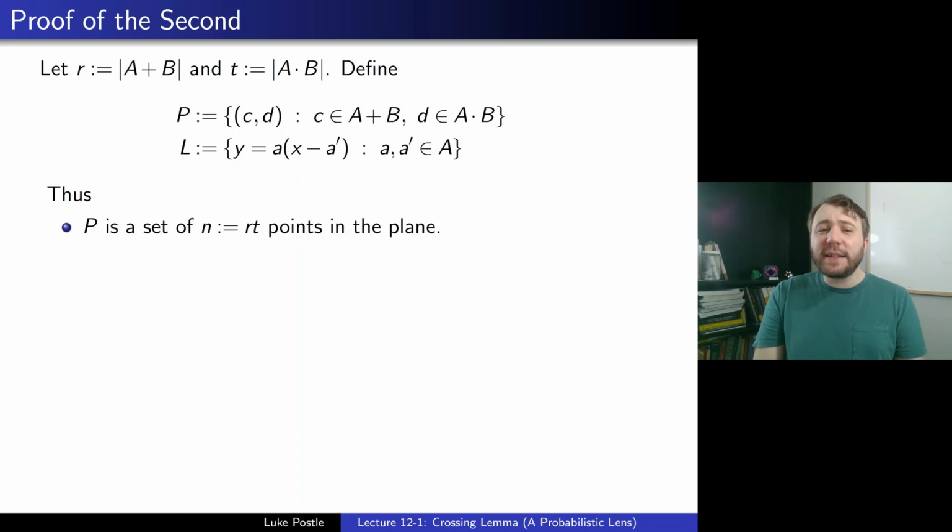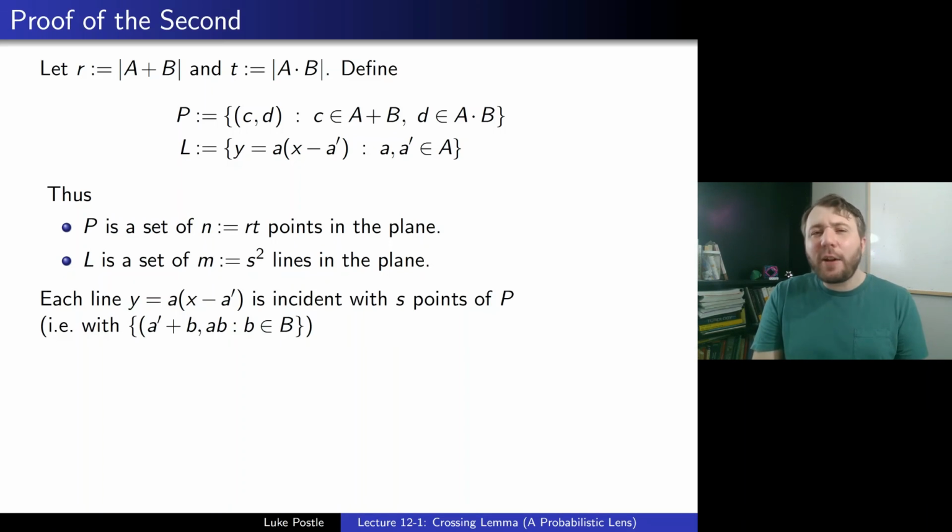And now the idea is quite similar: P is a set of points in the plane. How many are there? There's r choices for the first and t choices for the second, so there's rt points. And similarly, there's s squared lines in the plane, because a and a prime each have s choices, so you get s squared. And now, what about the incidences?